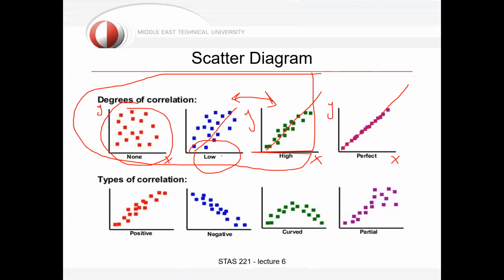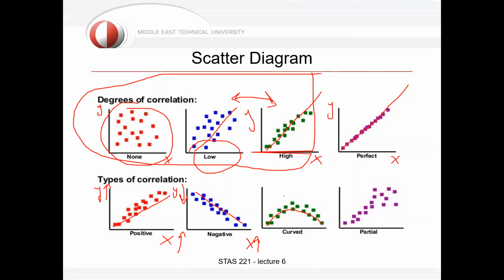And also we should know about the type of them, not just the degrees of correlation. Like for example, here they are positively correlated. What does it mean? If I increase the value of X, the value of Y is expected to increase as well. But if you increase the value of X and you observe that Y values are decreasing, then they are negatively correlated. And it's not always linear.